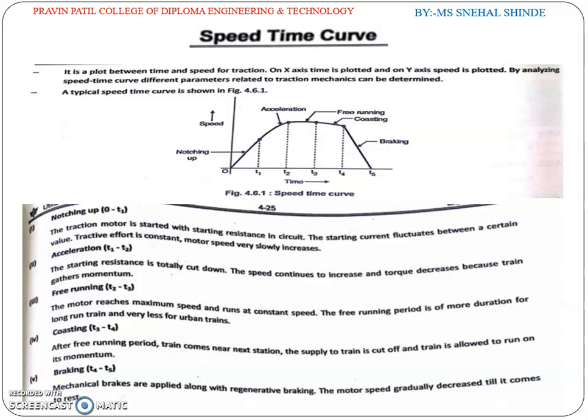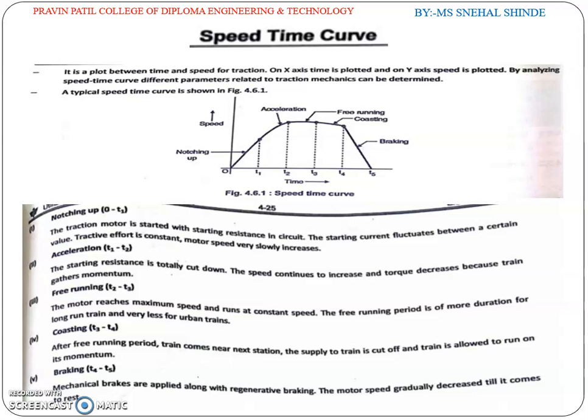A typical speed time curve for traction is a plot between time and speed. On the x-axis time is plotted and on the y-axis speed is plotted. By analyzing the speed time curve, different parameters related to traction mechanics can be determined. First is the notching up period, from 0 to T1.